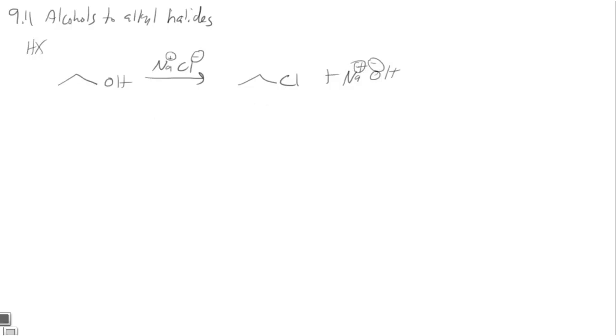This is another place where we can use pKs to help tell us what's going to happen. So I have chloride here, which is the conjugate base of HCl. And over here I have hydroxide, which is the conjugate base of water. HCl has a pK of about -7, water has a pK of around 15. So this reaction lies almost completely the opposite direction.